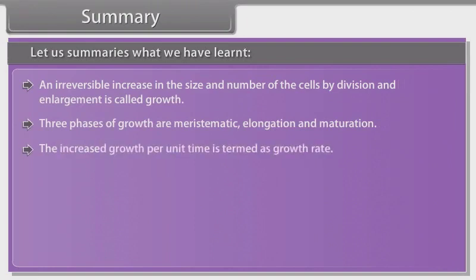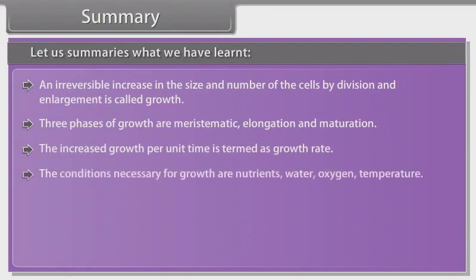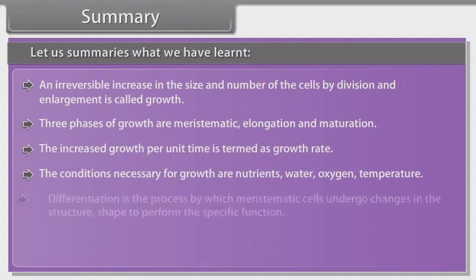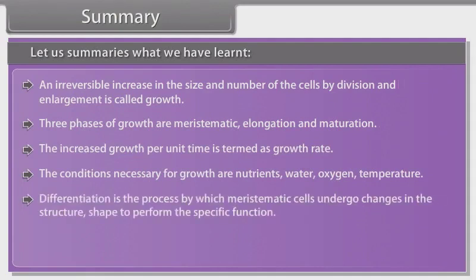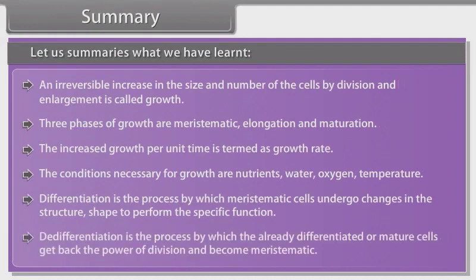The increased growth per unit time is termed as growth rate. The conditions necessary for growth are nutrients, water, oxygen, and temperature. Differentiation is the process by which meristematic cells undergo changes in structure and shape to perform a specific function. Dedifferentiation is the process by which already differentiated or mature cells get back the power of division and become meristematic.